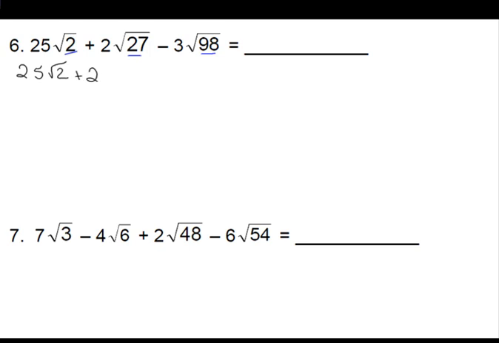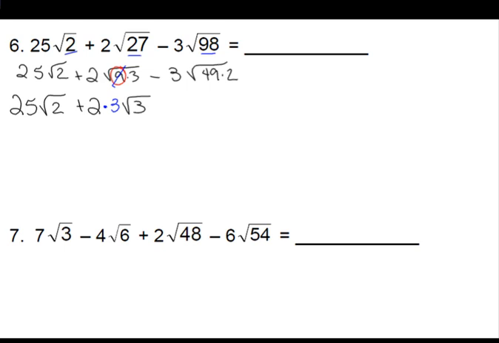Plus, this one here is going to be 2 times the square root of 9 times 3, because 27 is 9 times 3. Minus, this one's going to be the square root of 49 times 2. Well, the first one stays the same, 25 square root of 2 plus 2. 9's a perfect square, so that can come out and become a 3. He's gone, and I'm left with the square root of 3 in the radical.